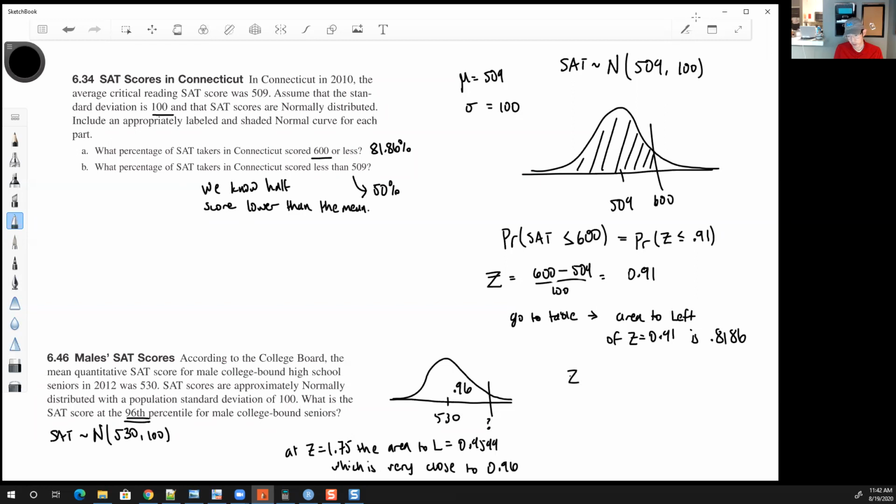Okay, so I'm going to go ahead and just plug that into what we're dealing with. We got Z equal to 1.75. X is the value I don't know. Mu is 530. And sigma is equal to 100. Okay, so now I got 1.75 is equal to X minus 530 over 100. I add 530 to both sides, and I get X equal to 705. Right? All right, so here we have 705 will be the 96th percentile for SAT scores.